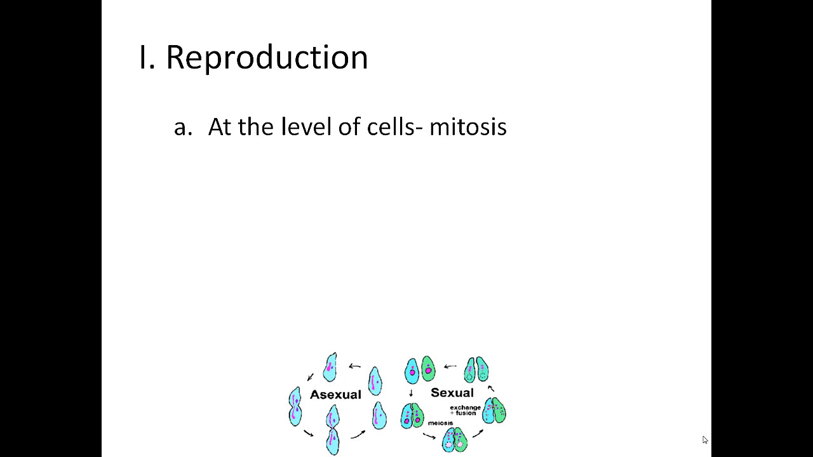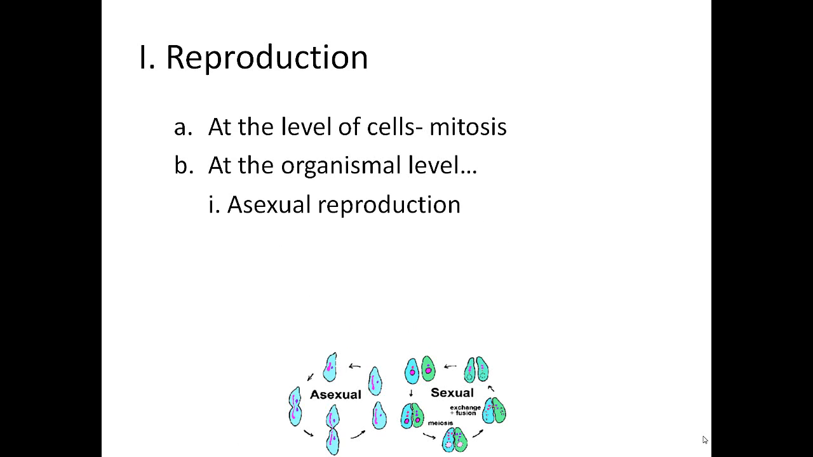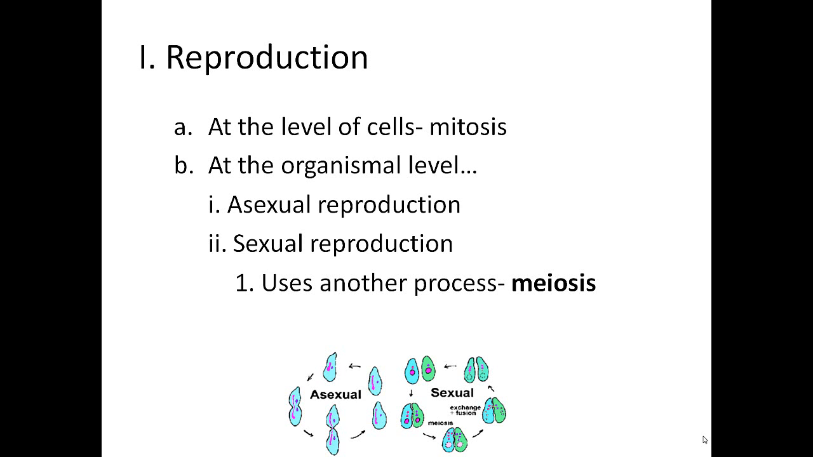In LO6 here we're going to talk about everybody's favorite subject, reproduction. At the level of cells, we can reproduce cells using a process called mitosis, and we just looked at that in LO5. At the level of an organism, though, how do we make a new organism? There are two different methods. There's asexual and sexual reproduction. Some organisms can use both.